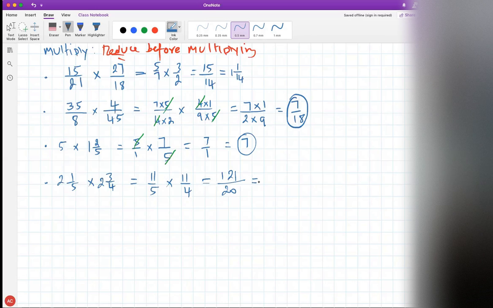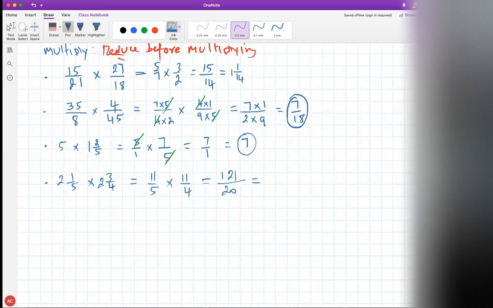Especially if you start with mixed numbers, make sure you write your final answer as a mixed number when possible. So this is improper, and we can turn it into a mixed number. What's the whole part of it, and then the fraction part? 20 into 121.